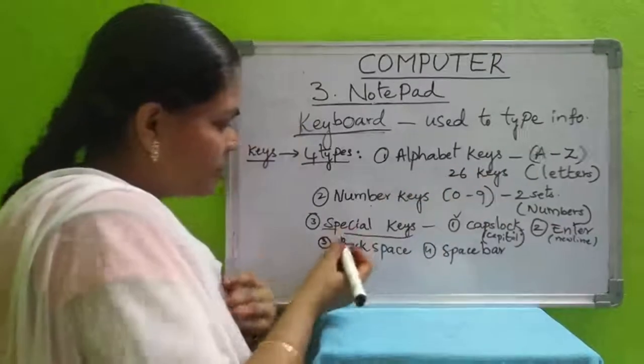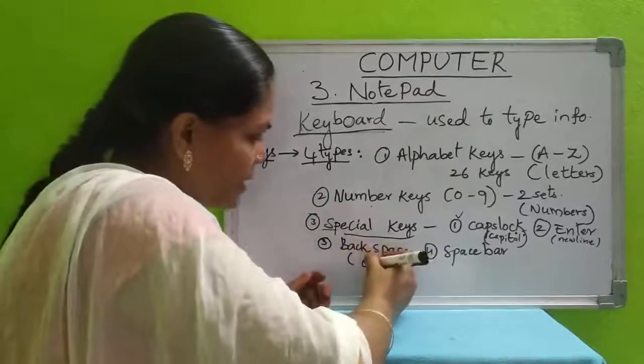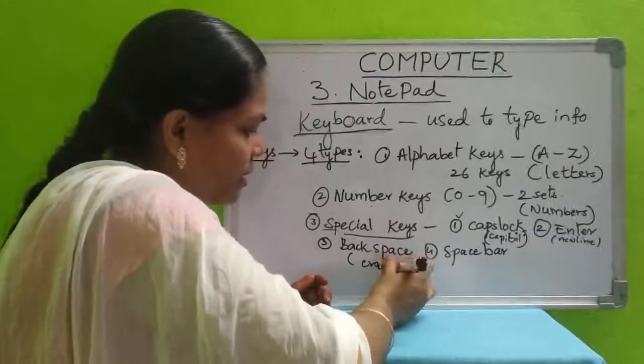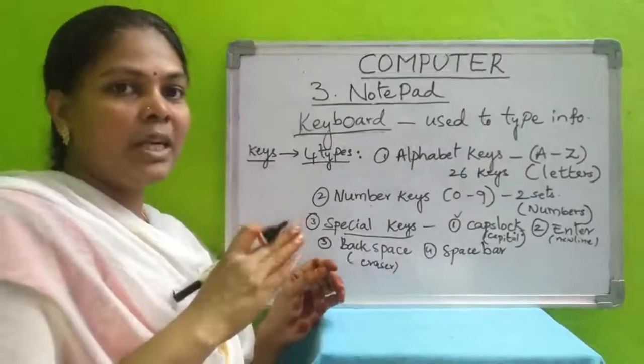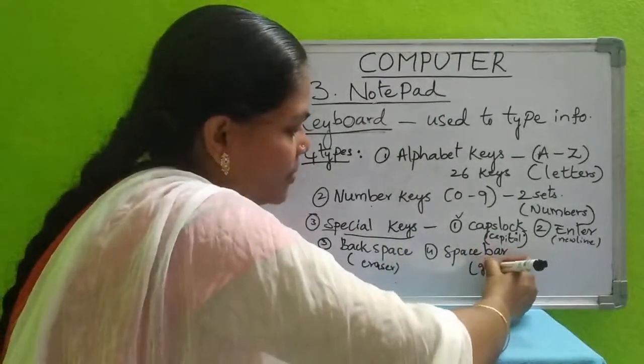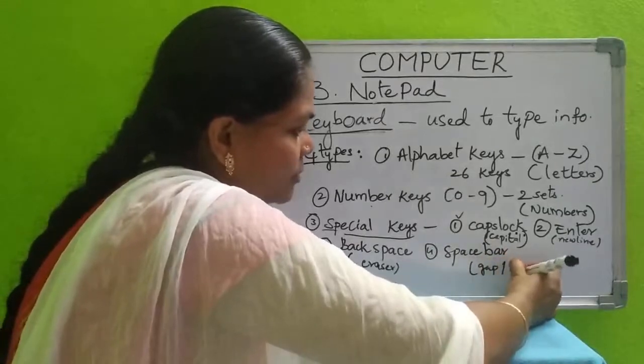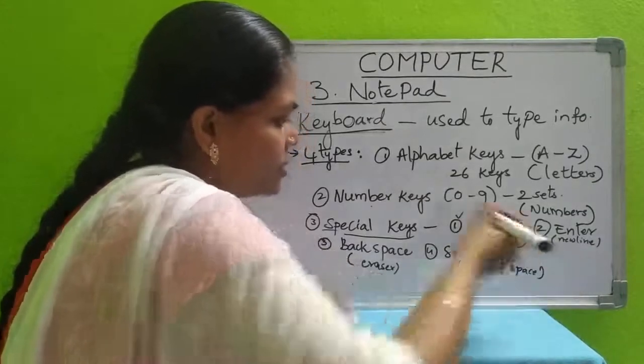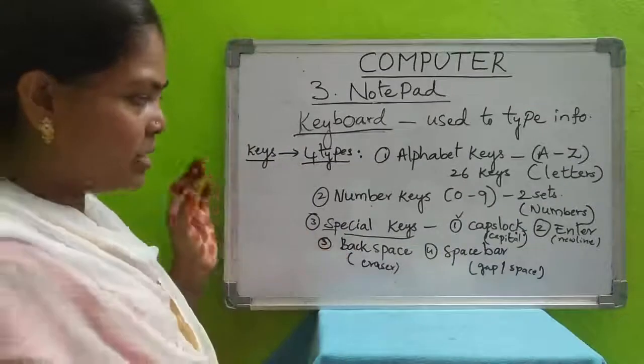Okay, next one, backspace key works like an eraser. If you make any mistake, that time what we will do? We will erase that and we will write it again. Space bar, to give gap or give space between the words or letters or numbers. Okay? So these are the special keys.